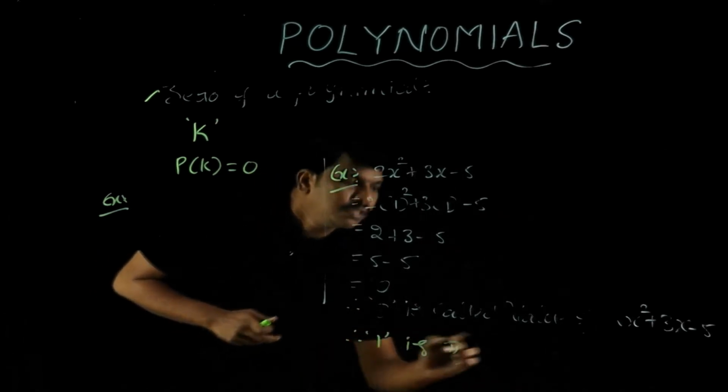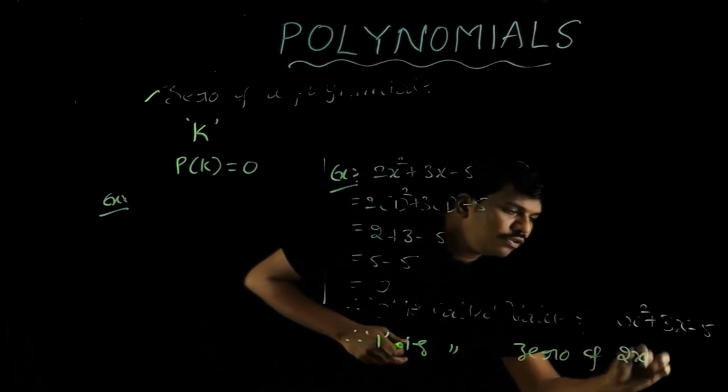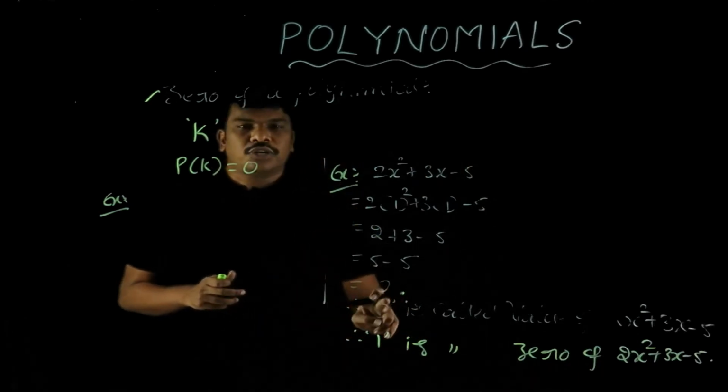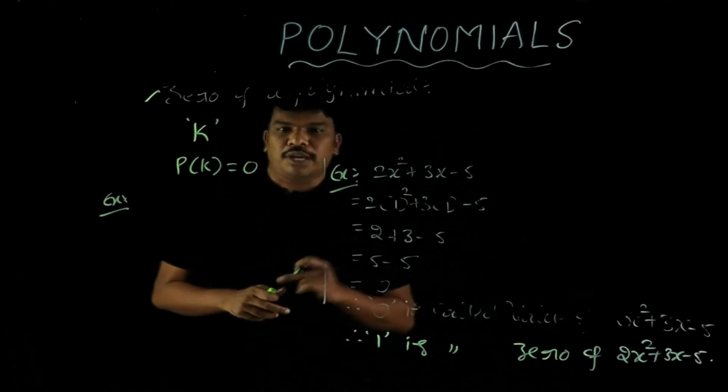is called the 0 of the polynomial 2x square plus 3x minus 5. Here 0 is called the value of the polynomial and 1 is called the 0 of the polynomial.